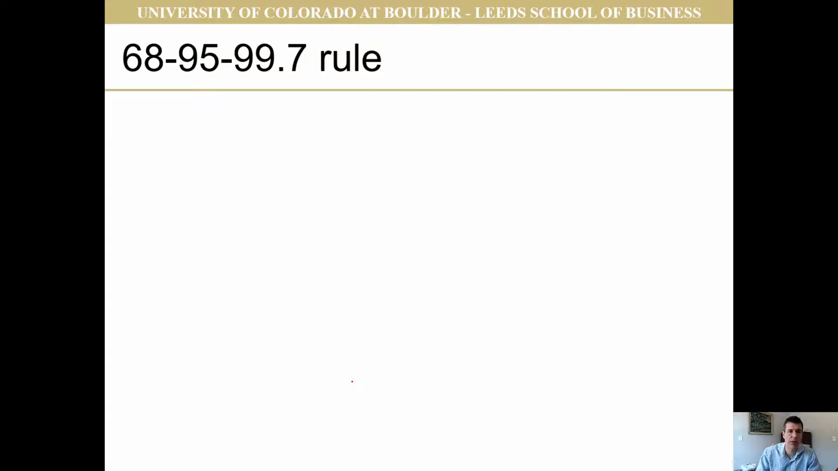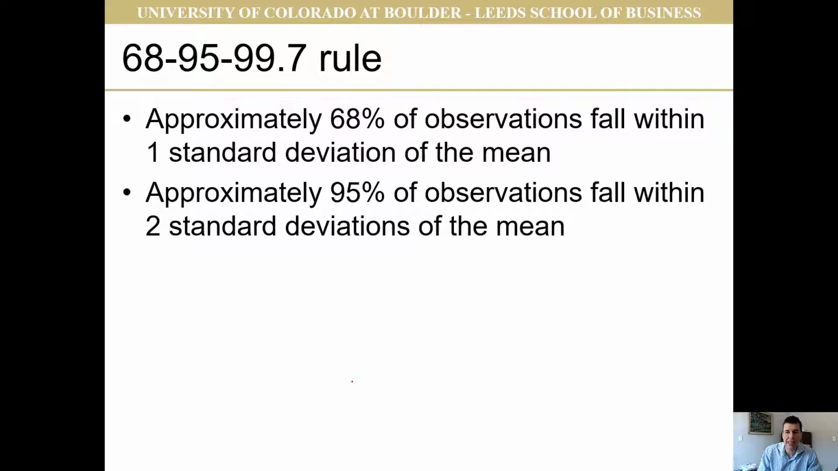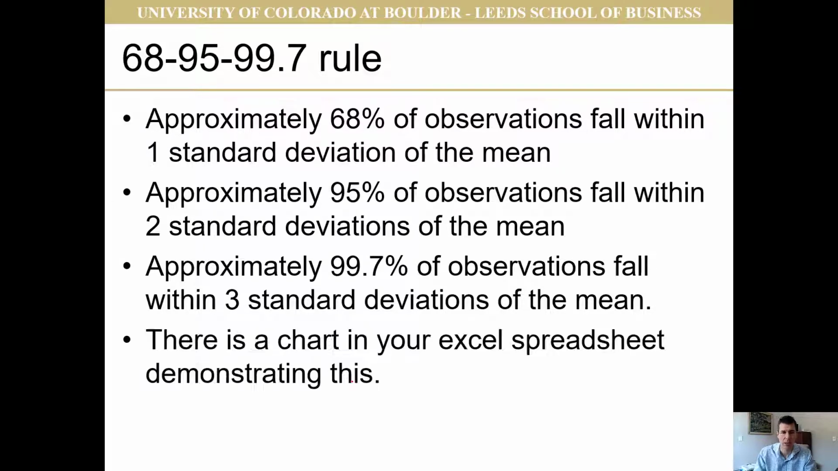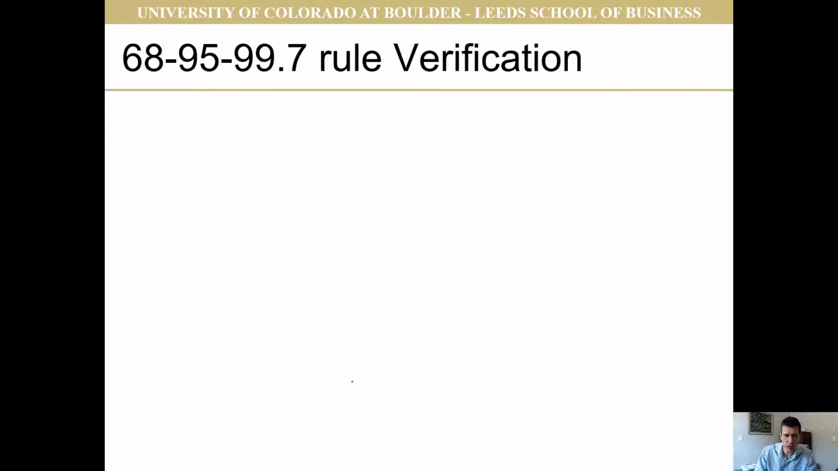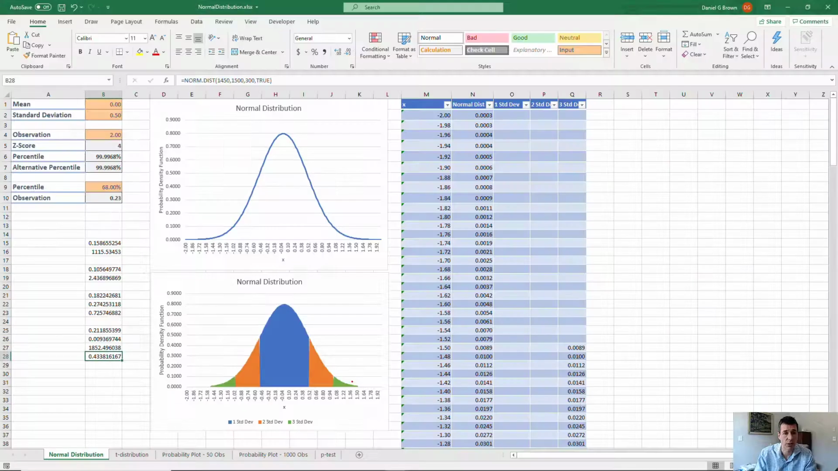Okay, quick rule of thumb for normal distributions. Approximately 68% of observations fall within one standard deviation of the mean, 95% of observations fall within 2 standard deviations, and 99.7% of observations fall within 3 standard deviations of the mean. Okay, so we've got a chart in Excel, and we're going to try to verify this rule. Now we're going to have to use norm.s.inv twice, and we've got to think about what values go into that. So let's go to our Excel spreadsheet.